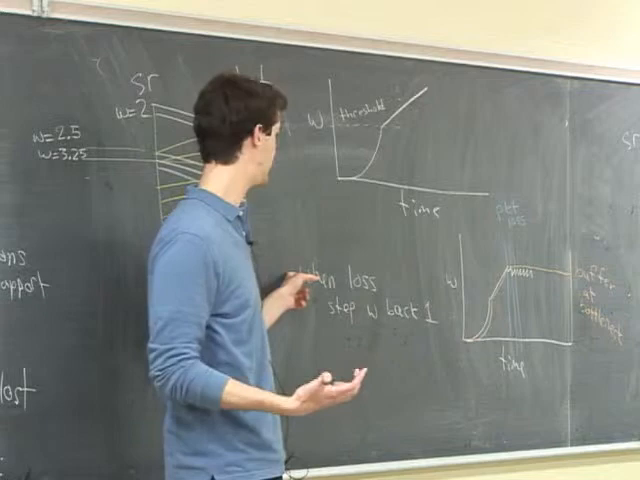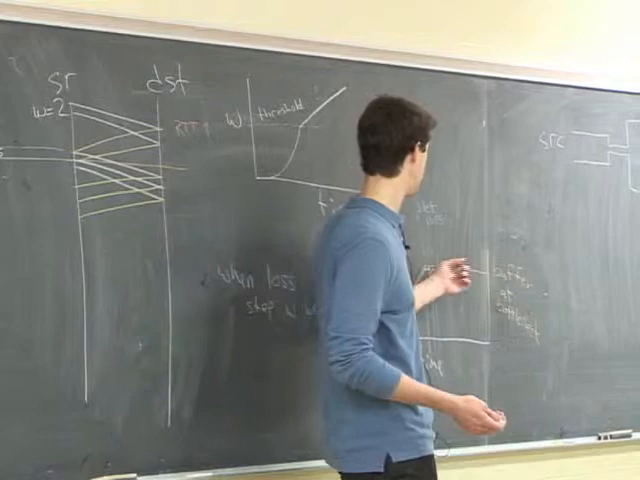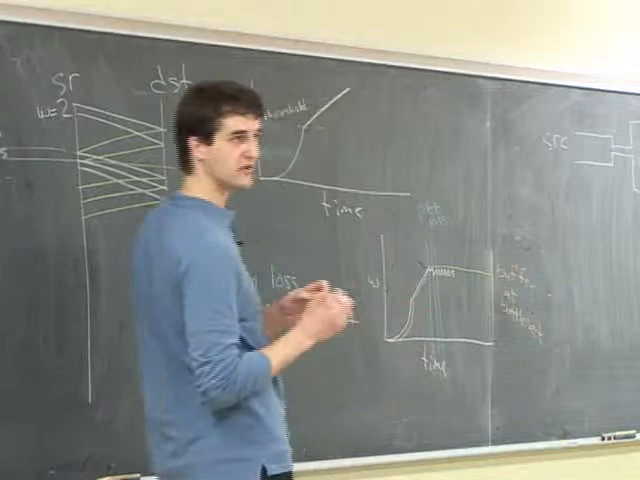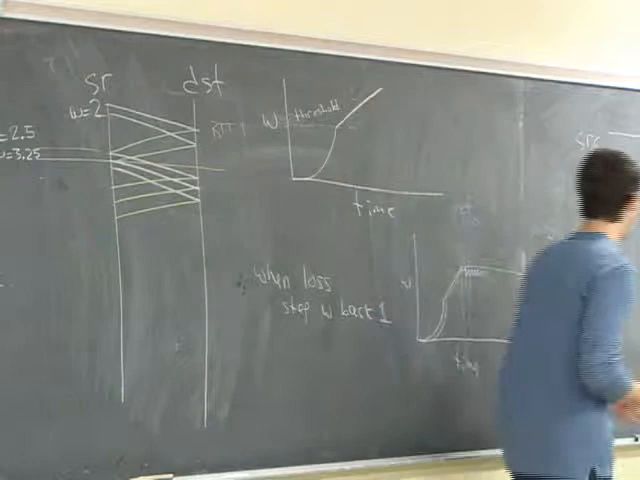All right? What happens if we just step back by one whenever we detect a loss? We looked at this and we saw, well, okay, you're keeping the buffer full all the time. And now we're keeping the buffer full all the time when we just have one host sending. So what happens now if we had multiple hosts sending?